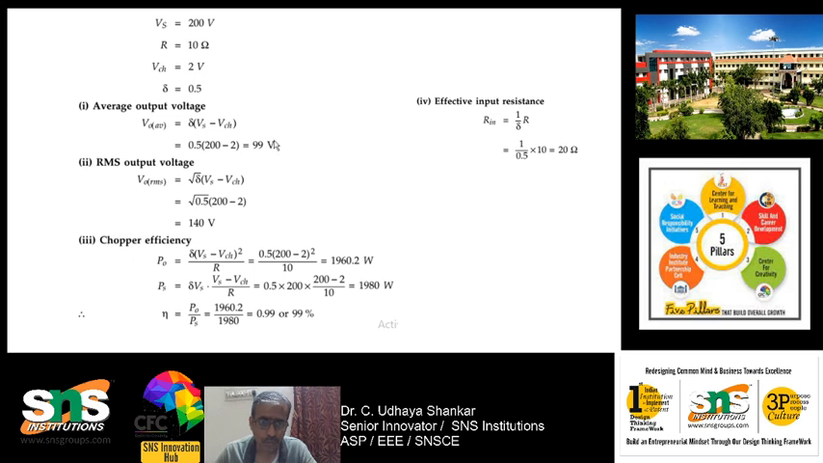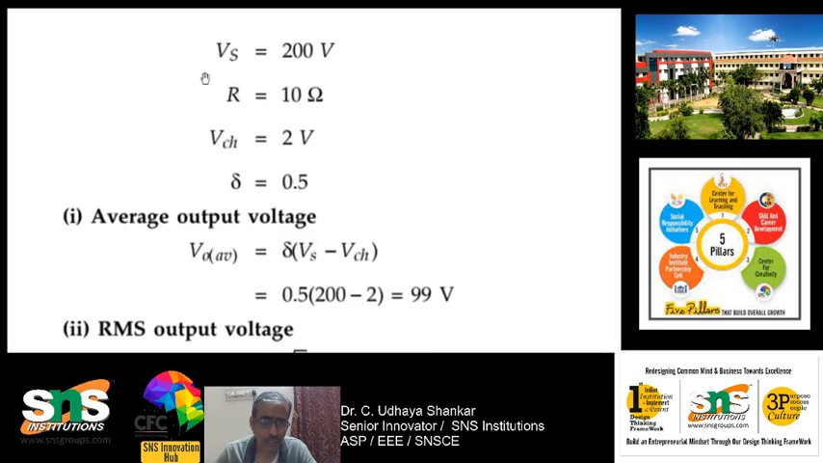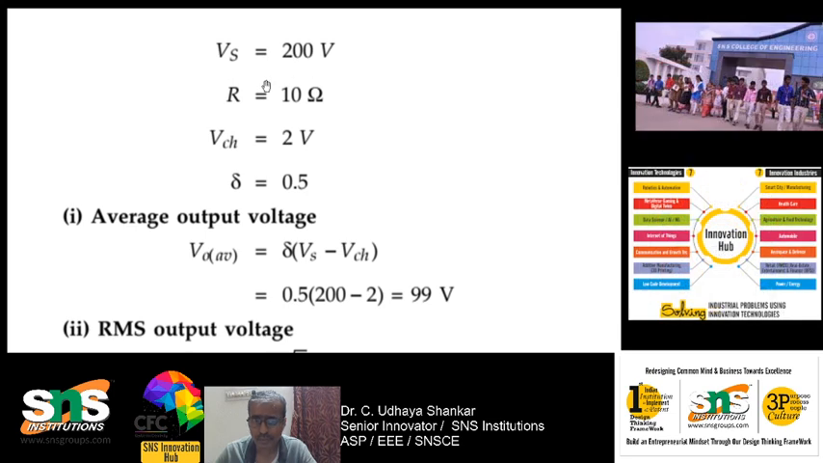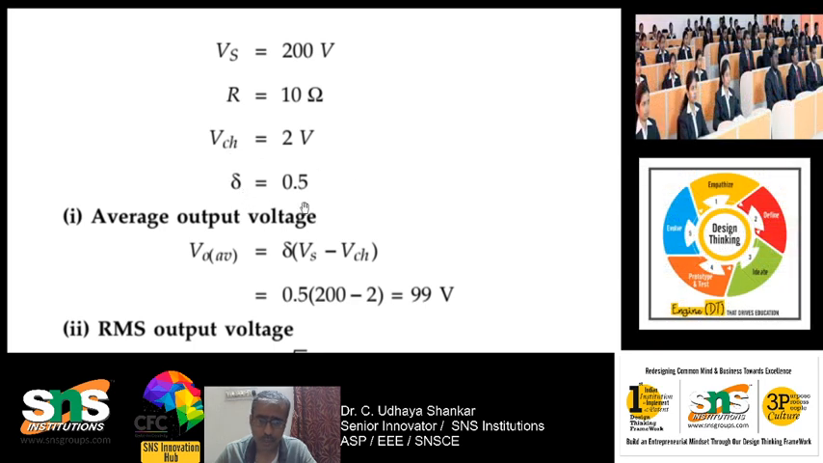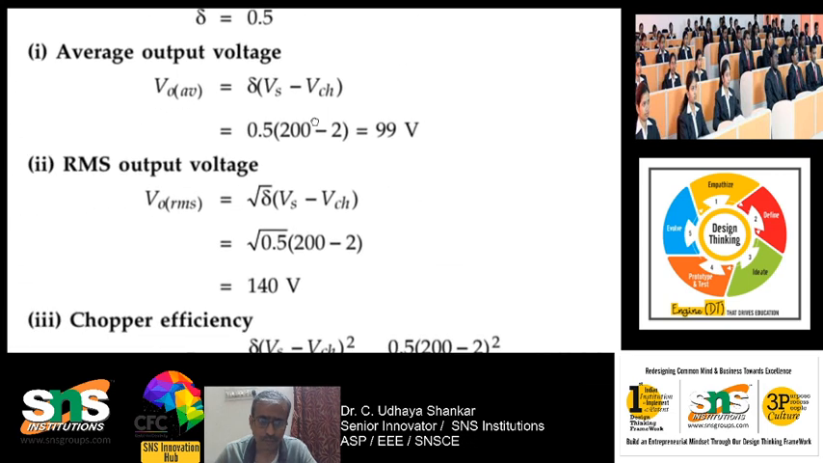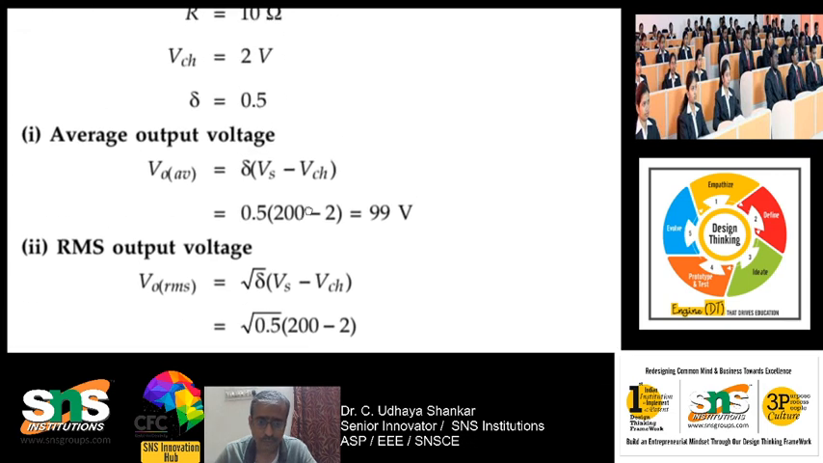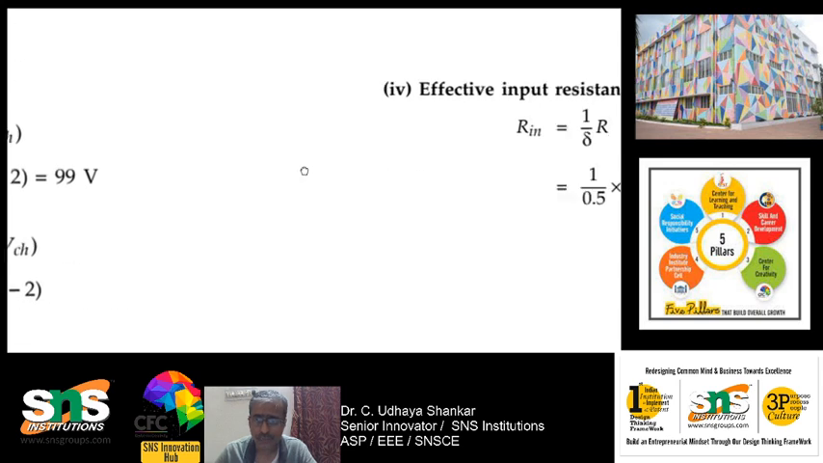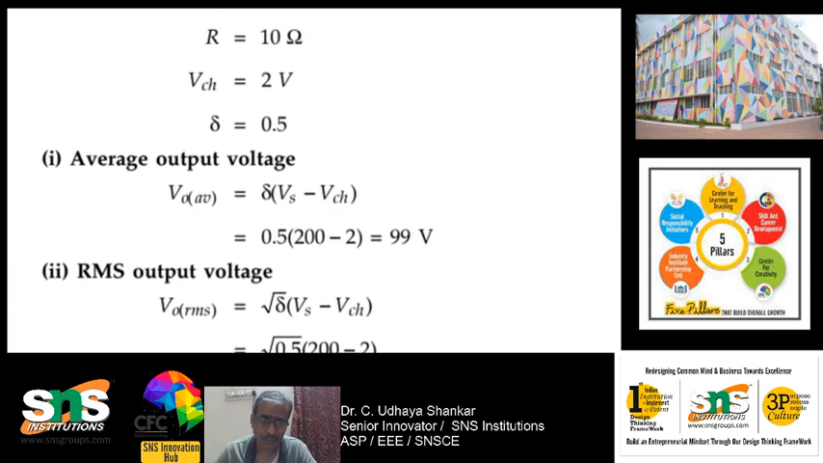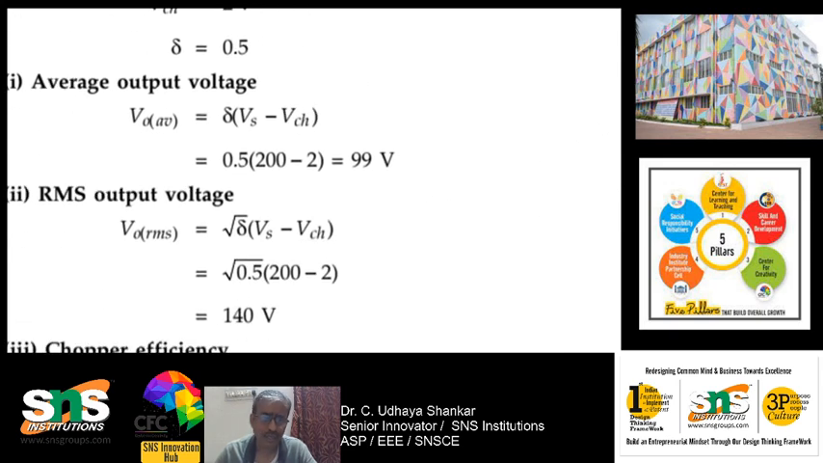So how to solve: here you can see what the given data are. The supply voltage is 200 volts, resistance is 10 ohms, and V chopper is nothing but the voltage drop across the chopper, which is 2 volt, and the duty ratio given is 0.5. These are all the given data, and what we have to find is the average output voltage, the RMS output voltage, the chopper efficiency, as well as the input resistance of the chopper. Everything we have the formula for.